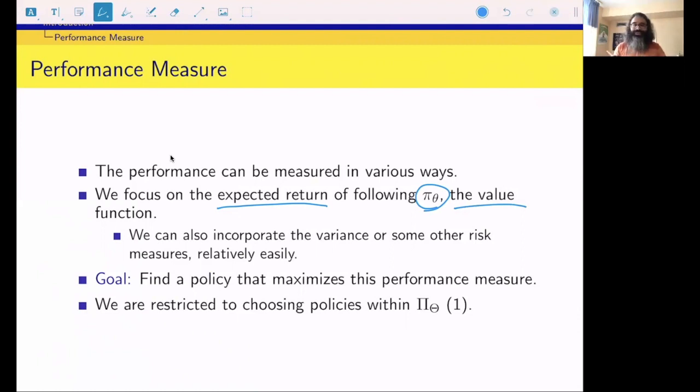But also in this type of method, it's relatively easy to incorporate some other performance measure, for example, variance or some other risk measures, and do the computation. So, okay, the goal now is to find a policy that maximizes this performance measure. But the point here is that we are restricted to choosing policies within this policy space that is parameterized by capital pi of theta.